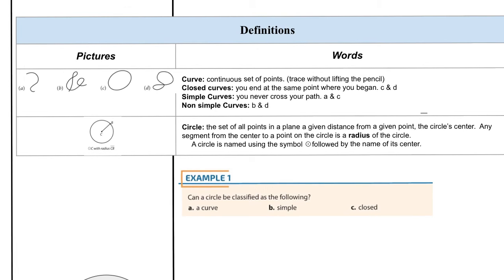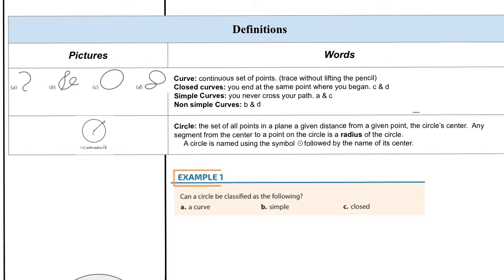So a curve is different than a line segment. We have different classifications of curves. So first, let's define a curve. A curve is a continuous set of points. This is something you can create without lifting your pencil. If you look at figures A, B, C, and D, all of these figures A, B, C, and D are examples of curves.